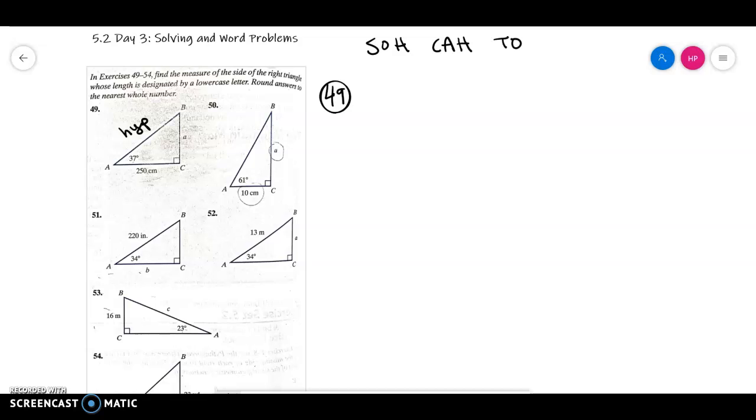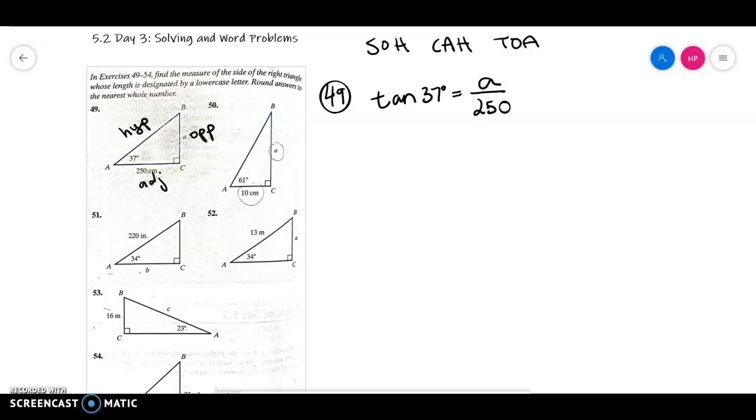I don't have a hypotenuse, so neither of these options is very helpful right now. Especially on tangent. Tangent is opposite divided by adjacent. Well, looky here. I'm trying to find my opposite, and I'm given the side that's adjacent to that 37. So the tangent of 37 degrees is equal to the opposite side, which is labeled as A, divided by my 250.